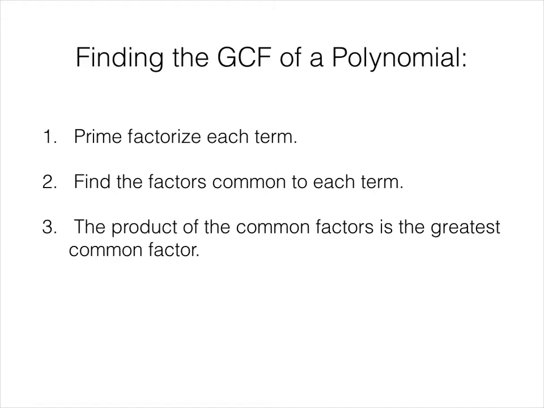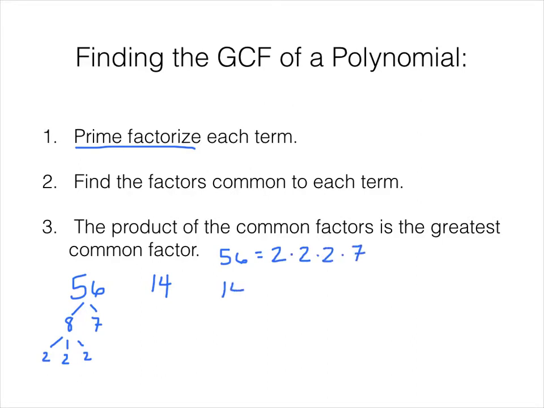Let's do a couple of numerical examples first. Let's do 56 and 14. So when we say prime factorize each term, we're going to prime factorize these numbers. 56 is 8 times 7. 8 is 2 times 2 times 2. And knowing that makes it a little faster for you to prime factorize. So 56 is 2 times 2 times 2 times 7. And 14 is 2 times 7. Your common factors here are 2 and 7. And we're going to multiply them together. And your greatest common factor is 14.